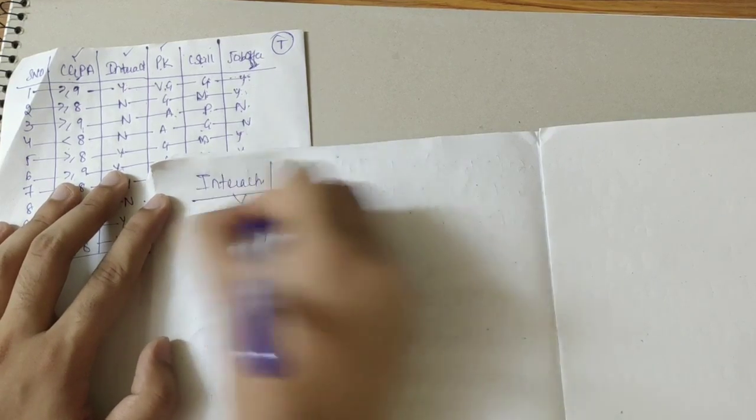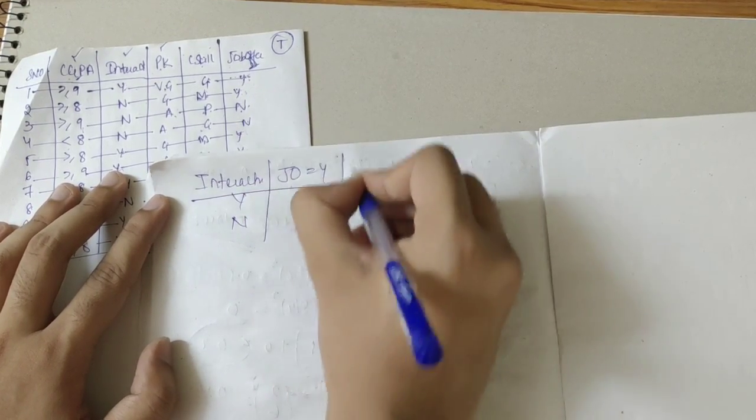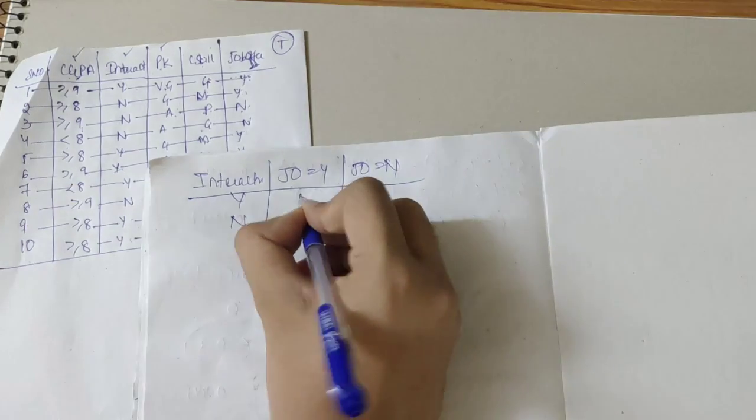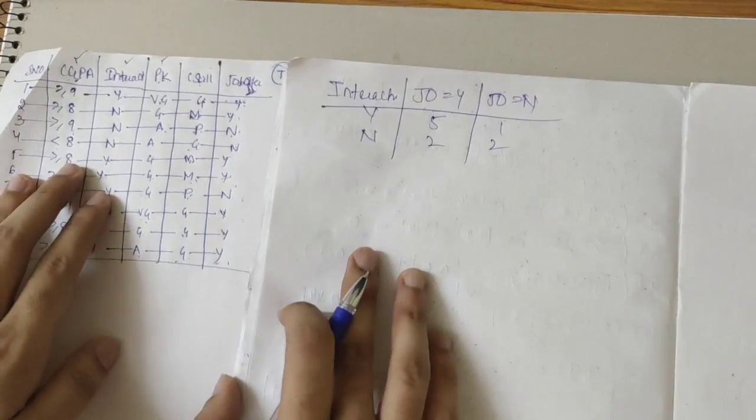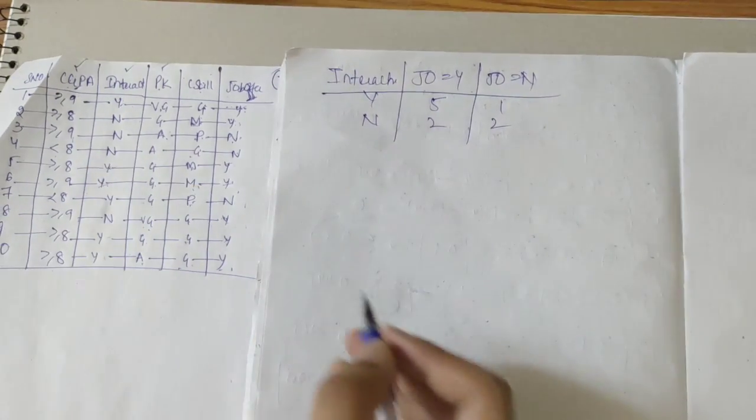Yes and no, two options are there. Job offer is yes and job offer is no here. So for yes I have 5 and 1. For no it is 2 and 2. Comparing it from the table here.